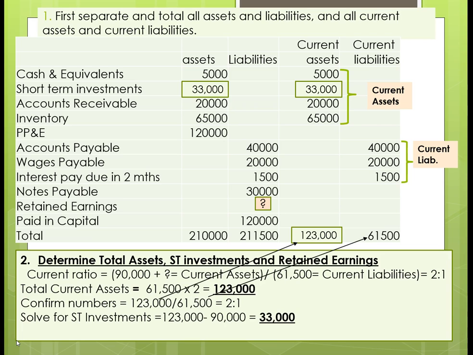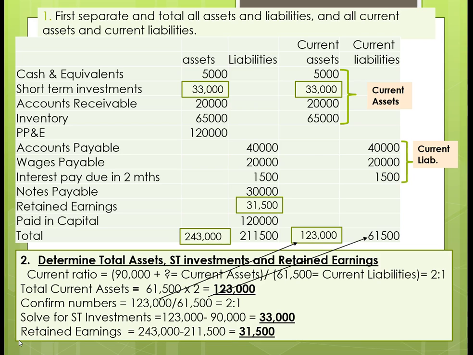Now what we can do is solve for retained earnings. So we're going to take the 243,100, which is our total assets, and we're going to subtract from it the amount that is showing for liabilities. And that is going to give us 31.5. That's what we need. And now our assets equal liabilities, and we have solved for all of our numbers.